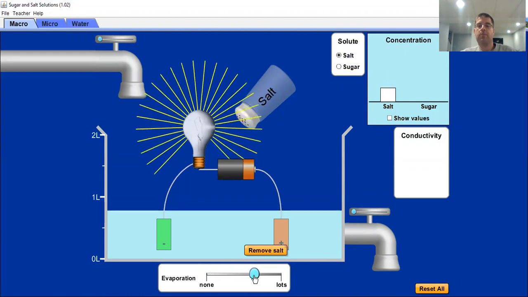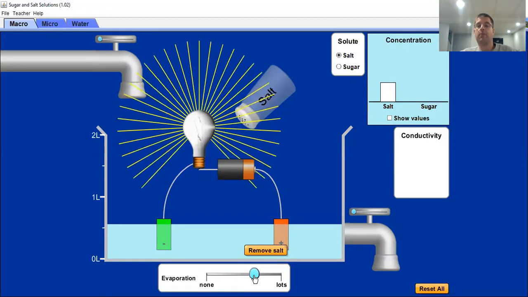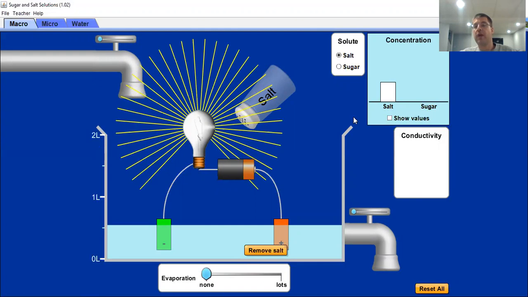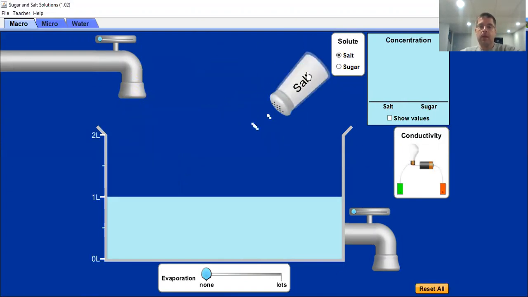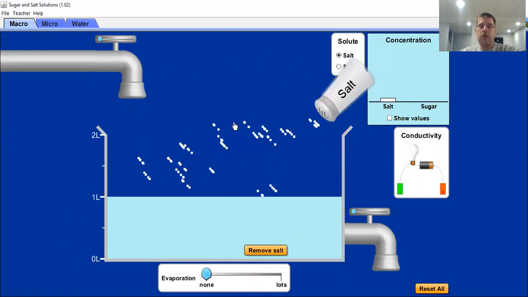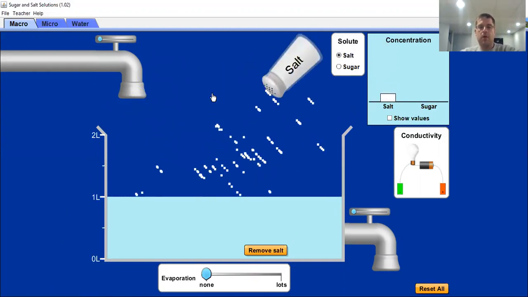Notice that the light is getting brighter. See how the light's getting brighter? Why? Because the concentration of dissolved salt to water, it's not as diluted. It's more concentrated, it's causing more conductivity. Okay? So let me reset this. Let's do it like this. Drop all the salt in there. So we're starting with the same. There we go.